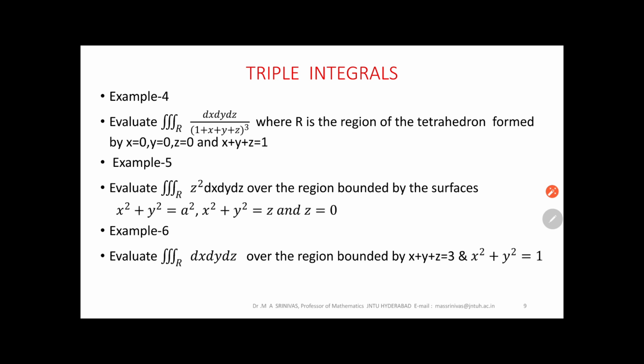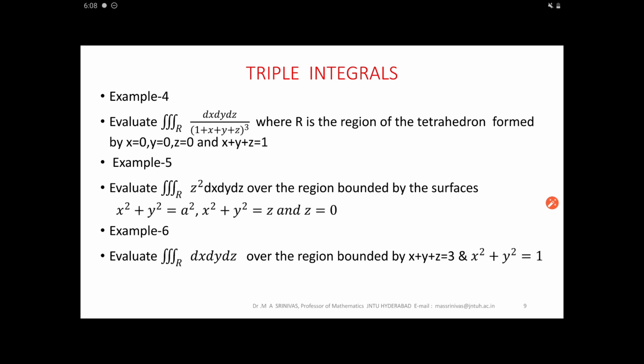X square plus y square is equal to a square represents a circle in 2 dimensions, but we are dealing with a 3-dimensional case. Therefore, x square plus y square is equal to a square in 3 dimensions does not represent a circle. It represents a cylinder. On the z is equal to 0 plane, that means on the xy plane, it represents a circle, but above, for different values of z, x and y always follow this x square plus y square is equal to a square. That means it represents a cylinder. X square plus y square is equal to z represents a paraboloid.